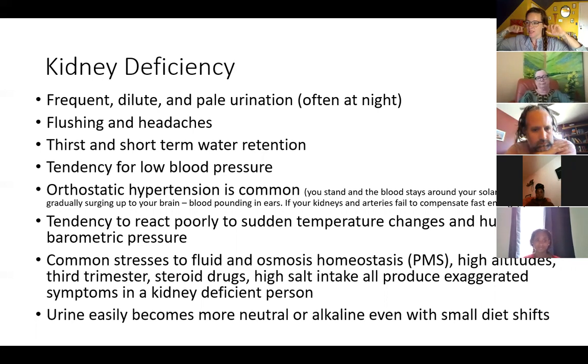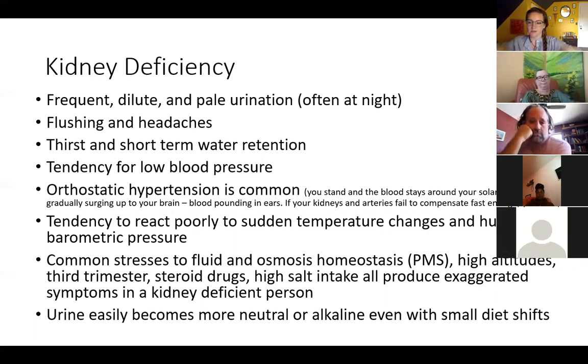And so if your kidneys, the water balance knobs in your body, and the arteries fail to compensate fast enough, you faint. I've never known anyone to faint from standing up, but I definitely have had this experience of standing up and the blood pounding in my ears and I get dizzy. So that can happen. Tendency to react poorly to sudden temperature changes or humidity or barometric pressure.